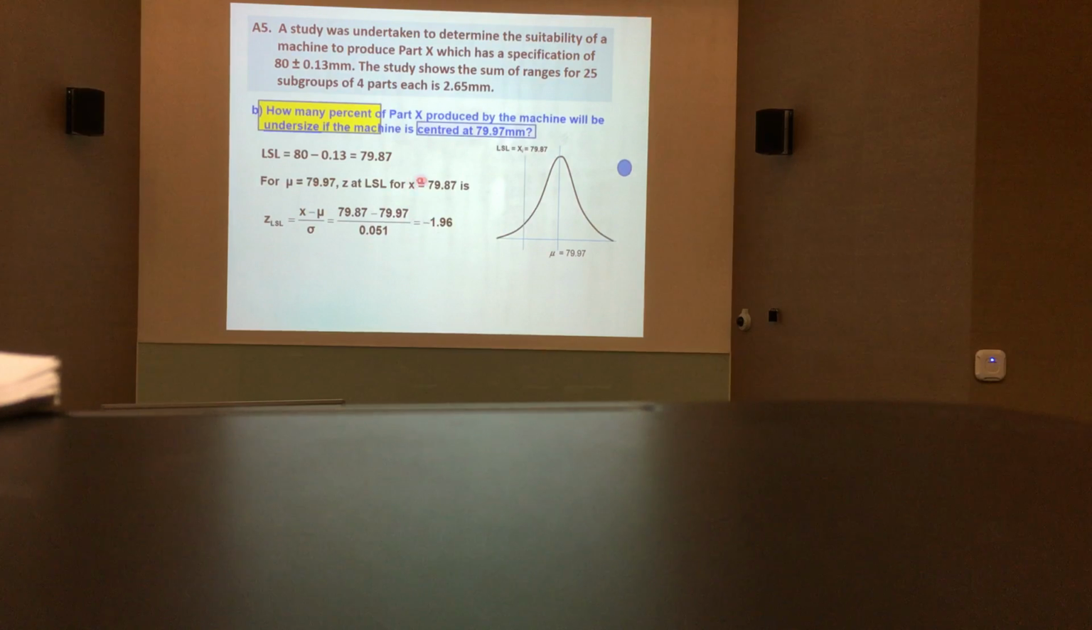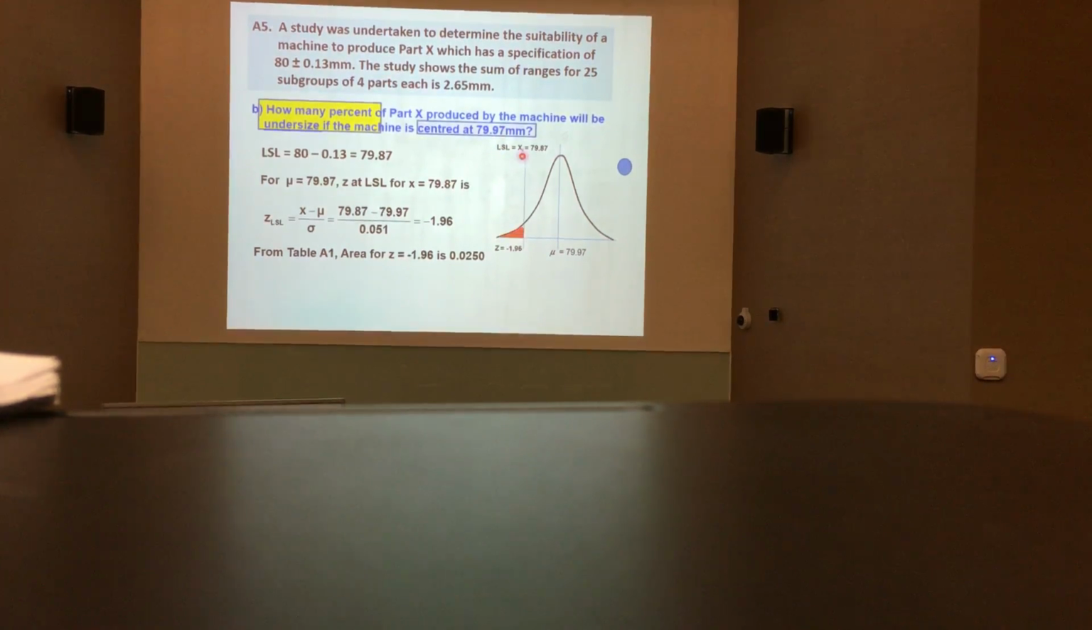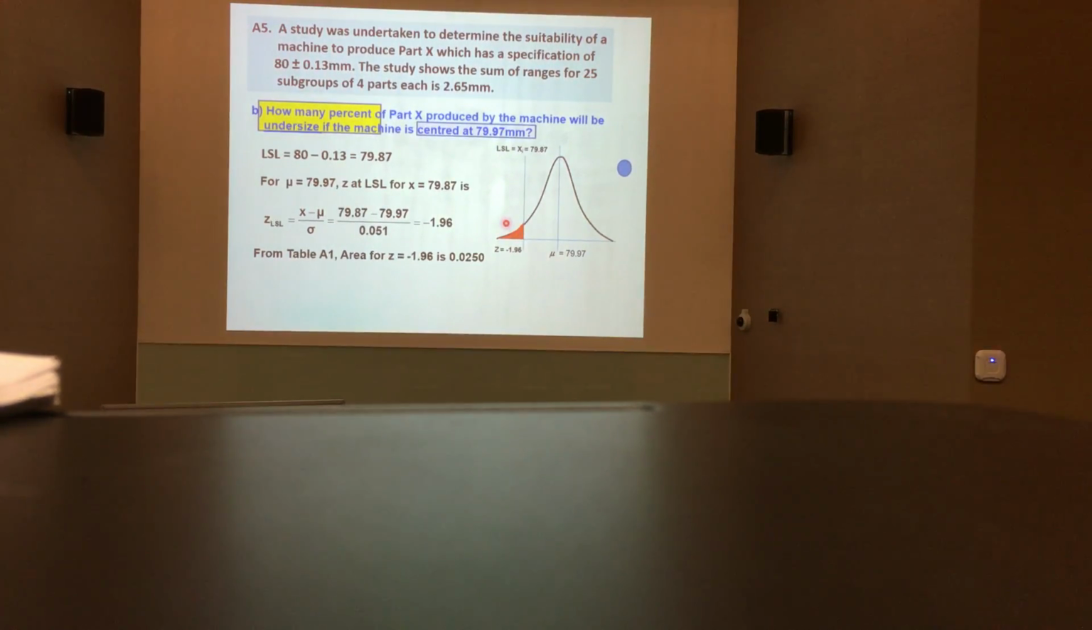Your Z value at LSL is minus 1.96. Then you go to the table and find Z equals minus 1.96. What you see is 0.0250. This portion is 0.025, so the portion undersize is 2.5%.